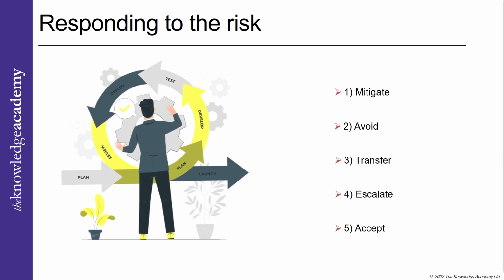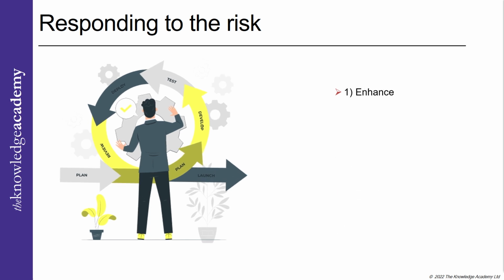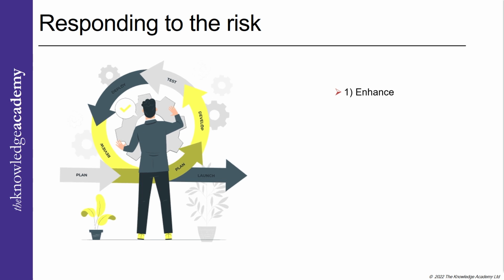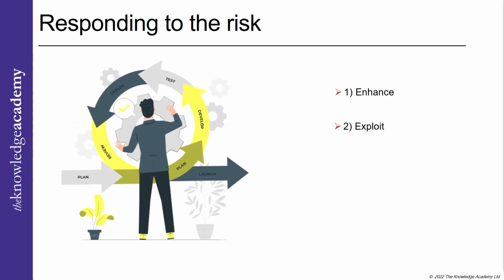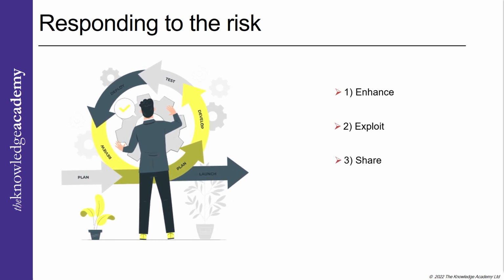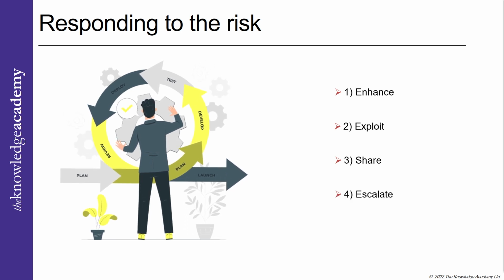Now let us go through the positive risk responses. Enhance. Try to increase the chances of this risk occurring or its impact. Exploit. Working to ensure this opportunity is realized. Share. If one person cannot realize this opportunity, share it with someone else. Escalate. Hand over the responsibility of managing this risk to higher management as it is beyond the project manager's capability. And finally, accept. You document the risk like in the previous response.